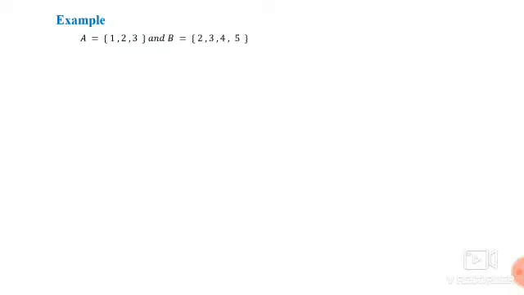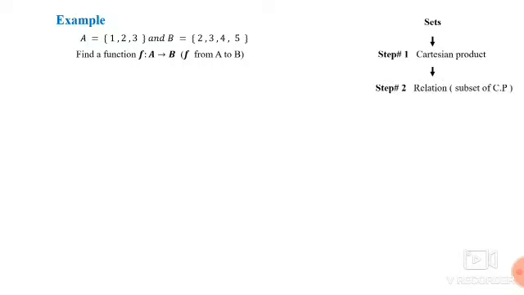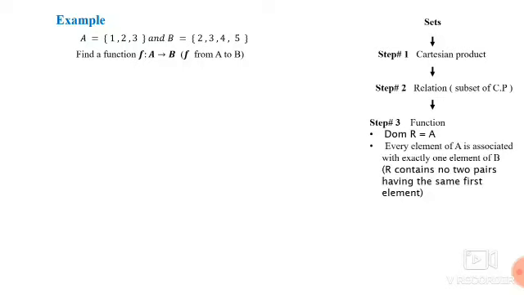Take another example. We have set A {1, 2, 3} and set B {2, 3, 4, 5}. Now we have to make a function from set A to B. Again the steps are the same. First step is to make the Cartesian product. Second step, find a relation by making a subset of the Cartesian product. Step 3, check whether the two conditions are satisfied or not.